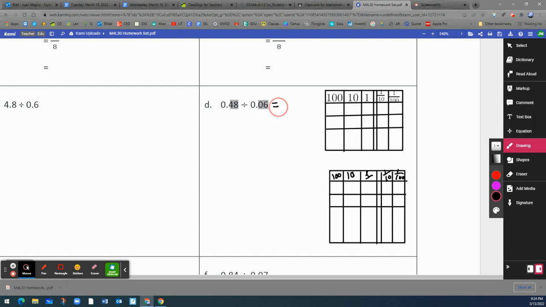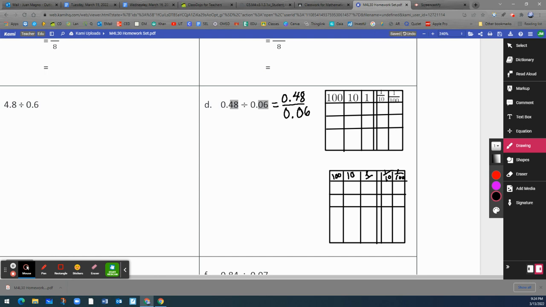All right, let's begin. So let's first convert this division into a fraction. The numerator is going to be the first number, 48 hundredths, and the denominator is going to be 6 hundredths.